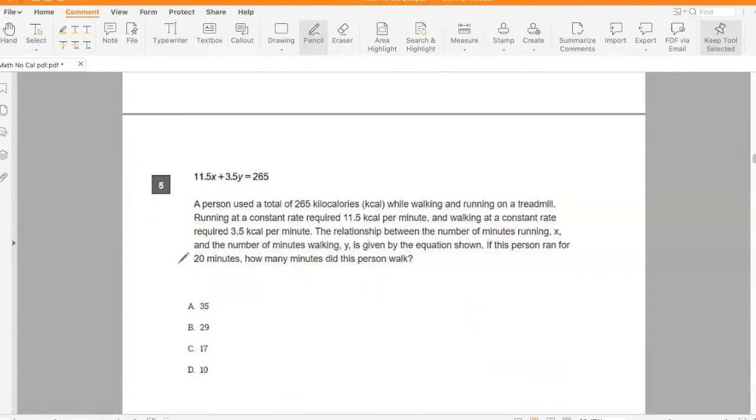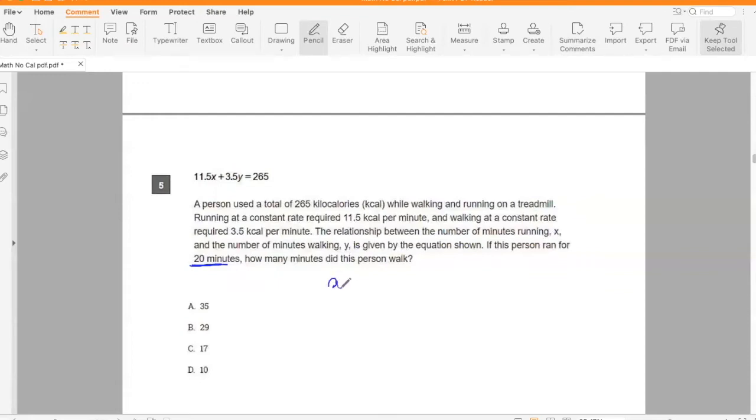A person used a total of 265 kilocalories while walking and running on a treadmill. Running at a constant rate required 11.5 kilocalories per minute, and walking at a constant rate required 3.5 kilocalories per minute. The relationship between the number of minutes running x and the number of minutes walking y is given by the equation above. If this person ran for 20 minutes, how many minutes did this person walk?